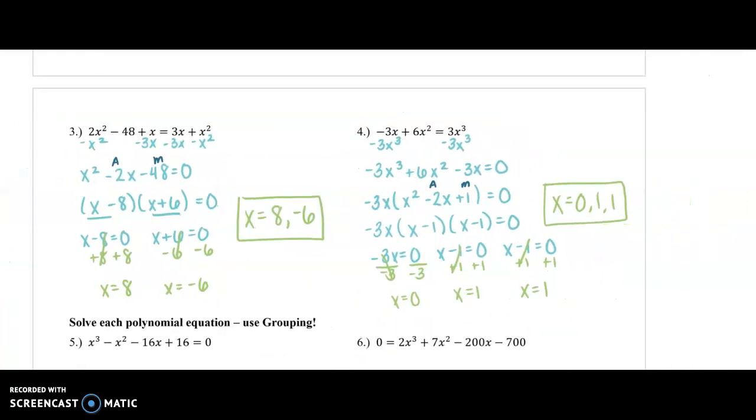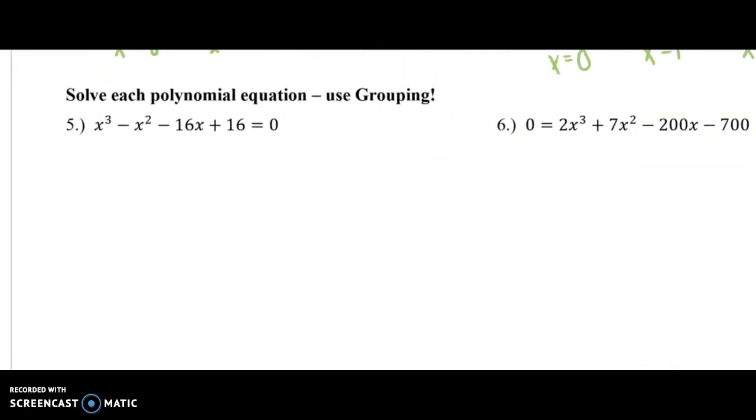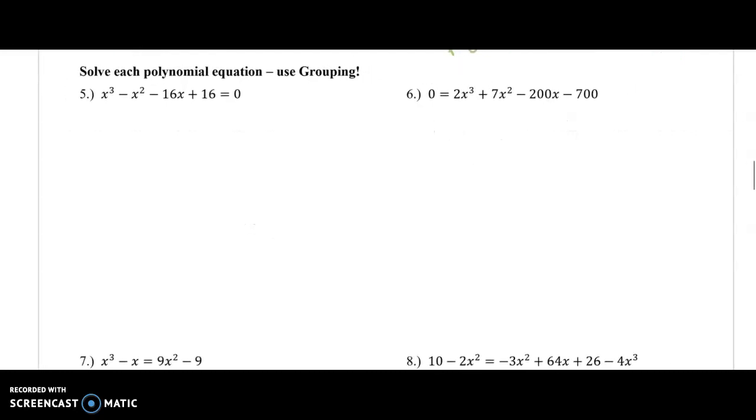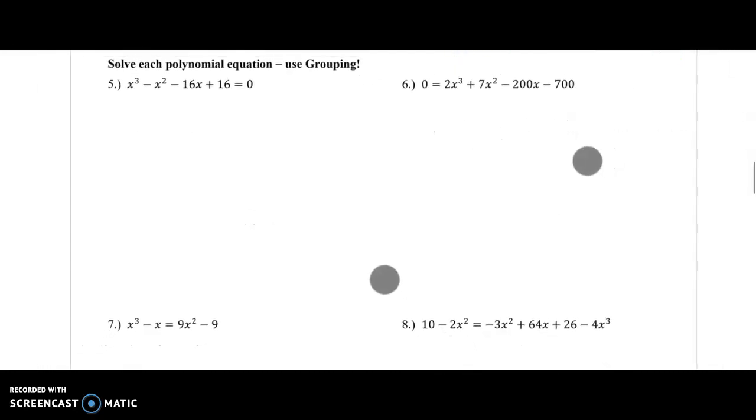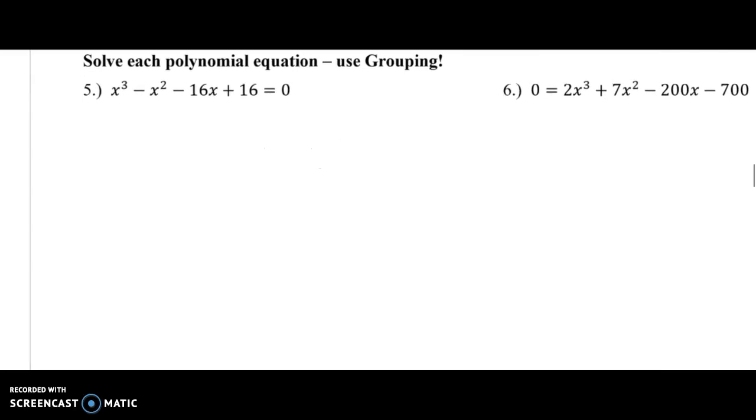Okay, so that was with factoring. Now we're going to look at a couple problems with grouping. Okay, so in number 5, I want us to go ahead and get some practice doing a part of this on our own. So I'm going to do 5 and 6 with you, and then for 7 and 8, I'm going to have you pause the video and then resume it again and check your work against mine. Okay, so let's do 5 and 6 together first.